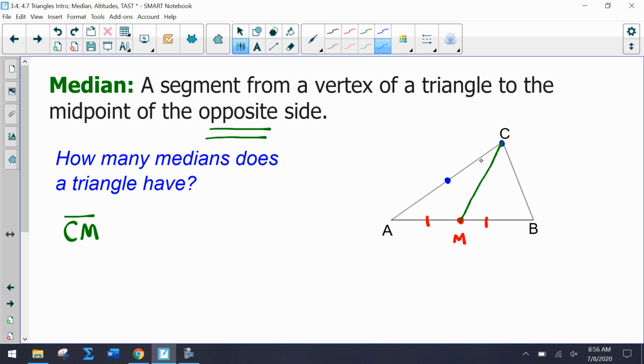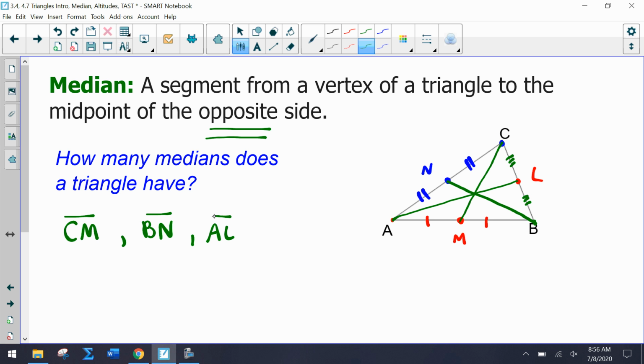And then CA also has a midpoint. I'll call that N. So we know that BN is also a median. And then CB has a midpoint. Call that L. So from A to L, we also have a median. So there can be 3 medians in triangles because we have 3 vertex points and 3 sides. Okay, so make sure you're writing down this definition and you're comfortable with that language.